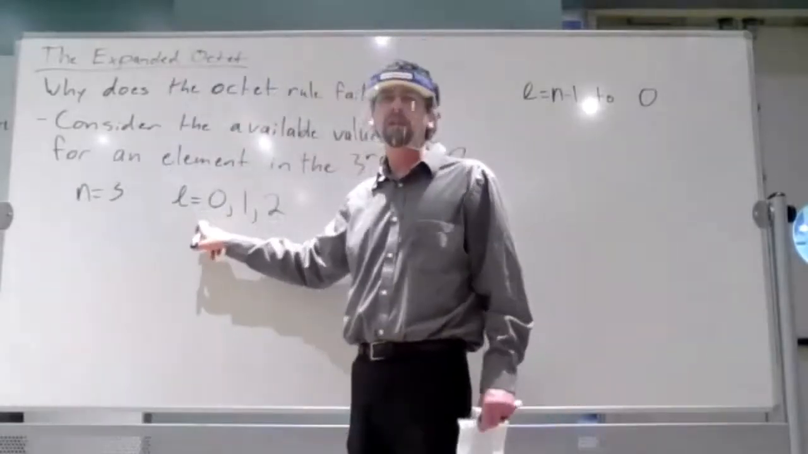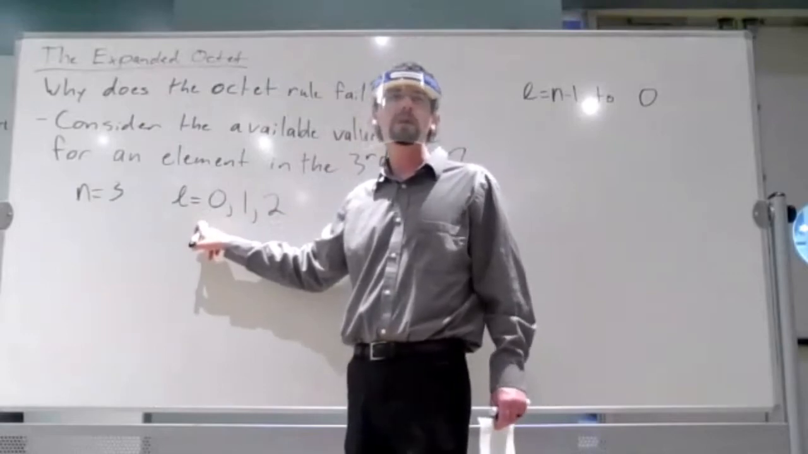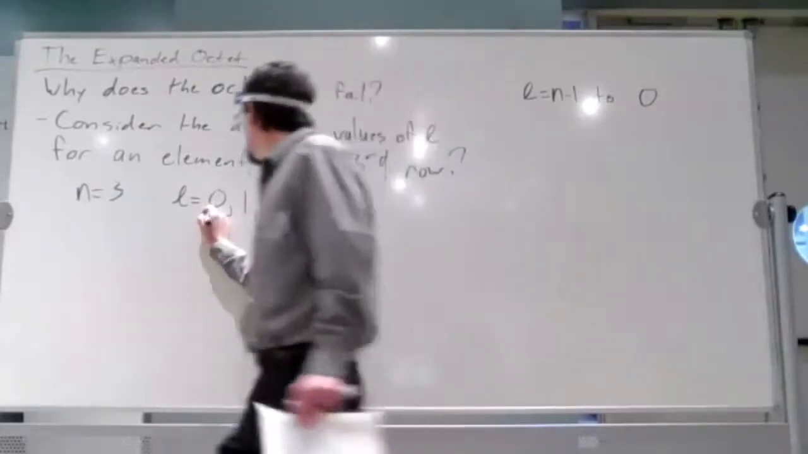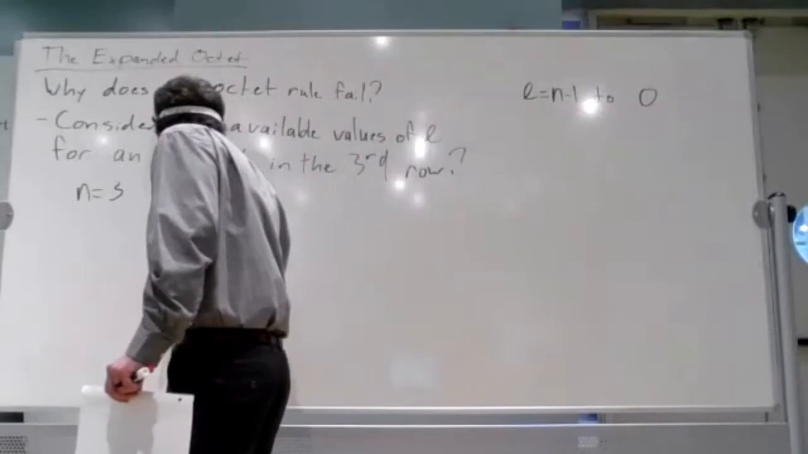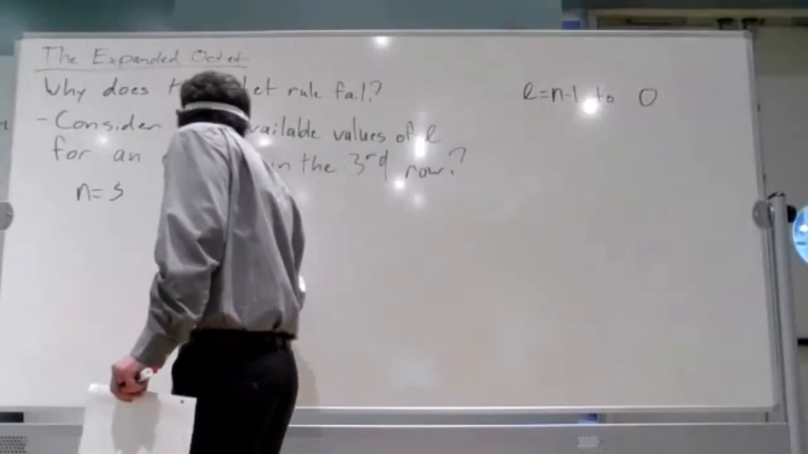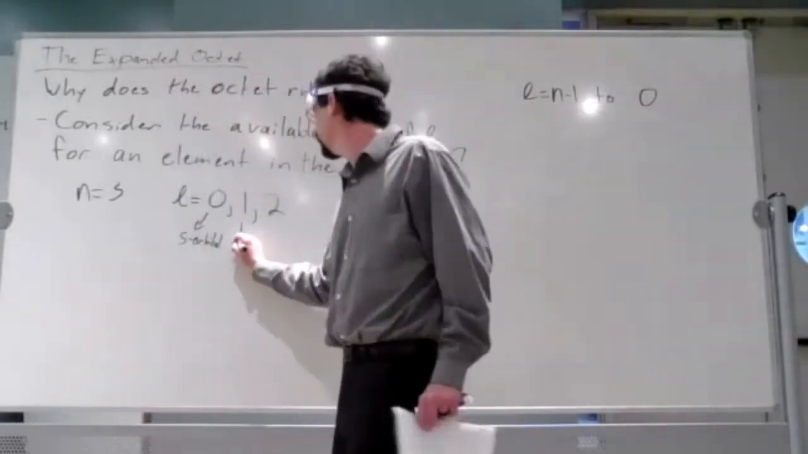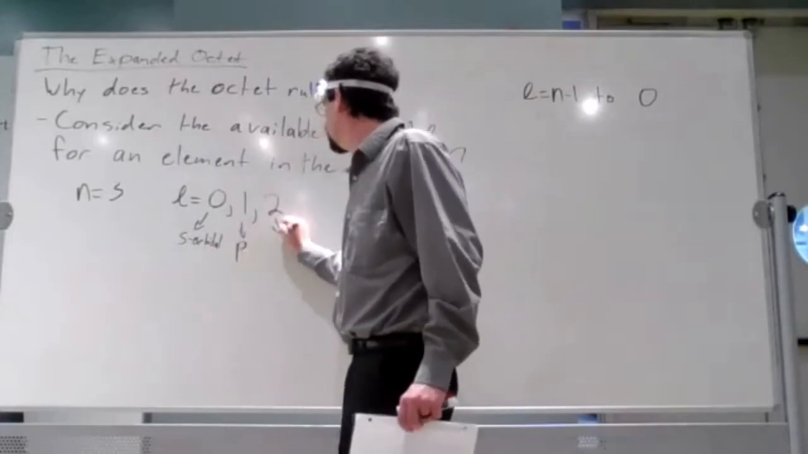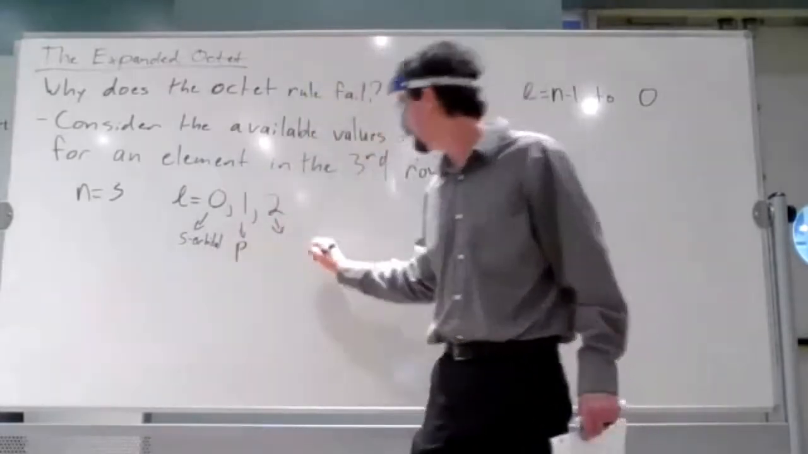Again, if we have L is equal to 0, what type of orbital are we talking about? Yep, s orbital. What about L is equal to 1? Yep, p. What about L is equal to 2? D.